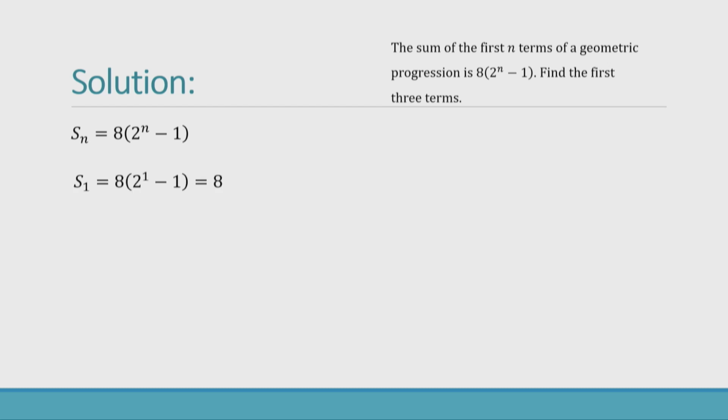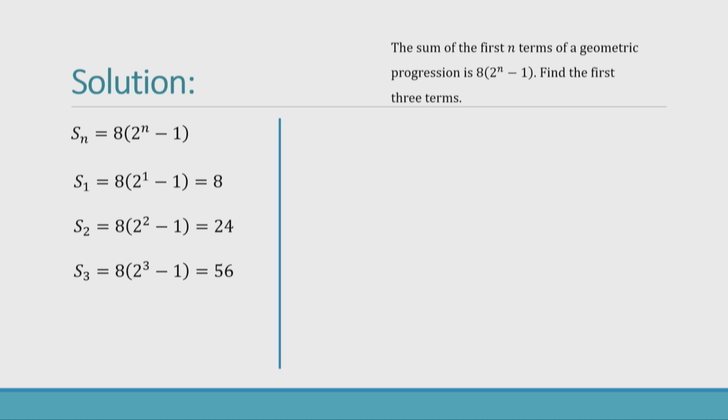So S1, I replace n by 1 and I get 8. I find S2. I replace n by 2 and I get 24. Similarly, S3 will be 56. Now, what is S1? S1 is the same as T1. So I will have T1 equal to S1, which is 8.